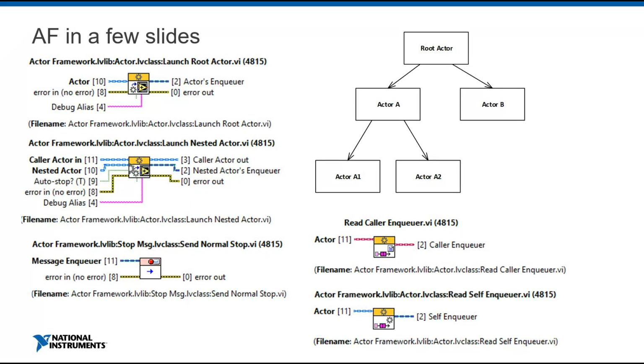And this actor tree at the top right kind of shows how the whole launching process works. And this arrow should actually be bidirectional. The root actor can communicate with actor A, because when it launched it got back its enqueuer. And actor A, when it was launched, got its caller's enqueuer, which is the root actor. But note that the root actor cannot communicate directly with A1 or A2 without doing some passing around of values, because it does not automatically get access to their mailboxes. It has access to actor A and actor B, but it doesn't have access to the sub-actors or the nested actors.